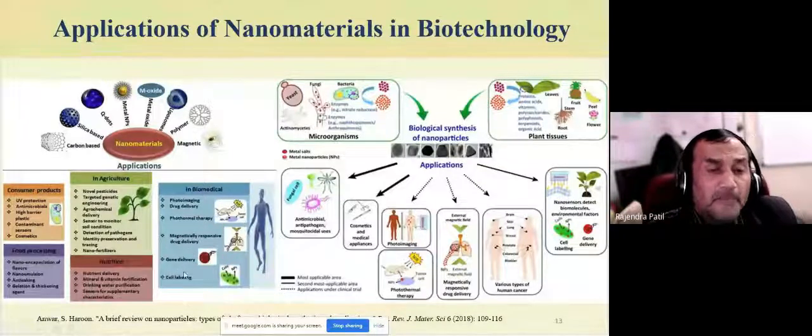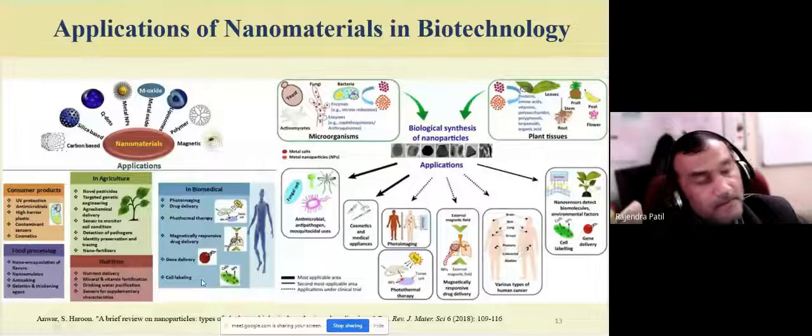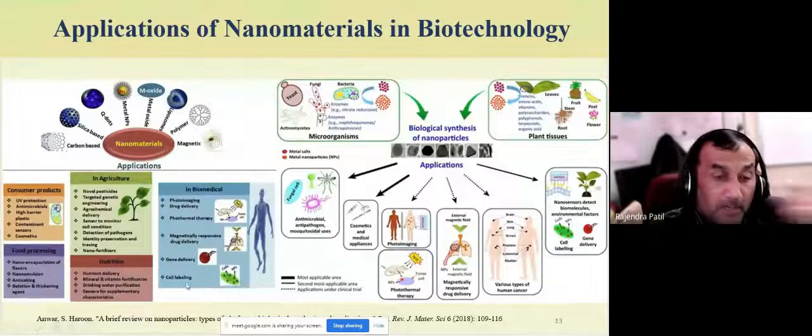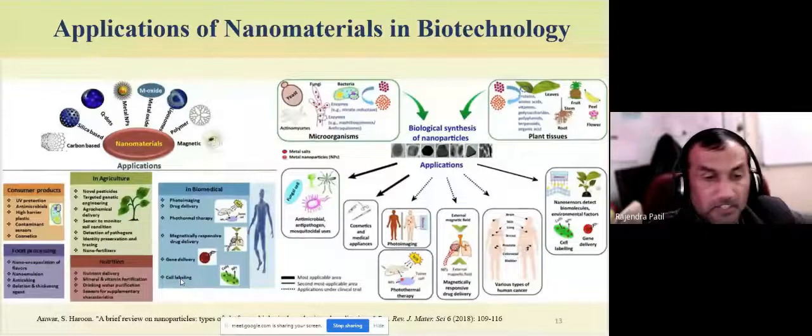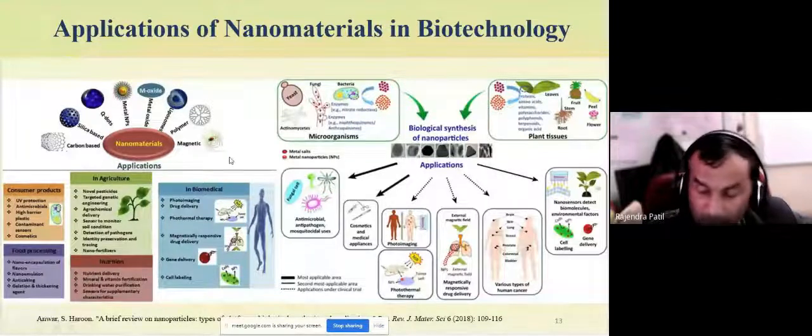And nanomaterials, particularly quantum dots of cadmium and transition metals, are used in imaging, because there are organic fluorescent molecules. They have been used in imaging, but they have some limitations. So this is the application of nanomaterials.